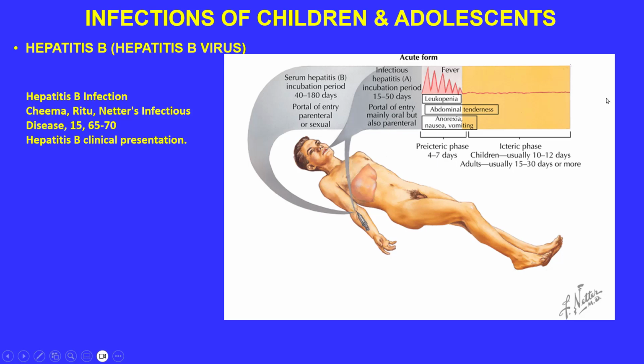So what's the big difference? Well, if you look here, you're talking about the pre-icteric phase, and you have a short period, 4 to 7. In the icteric phase, whether it's children or adults, you can see the period where you're going to have the fever eventually die off.